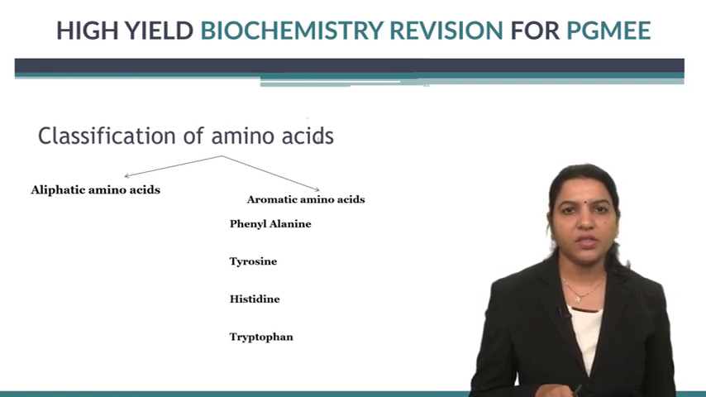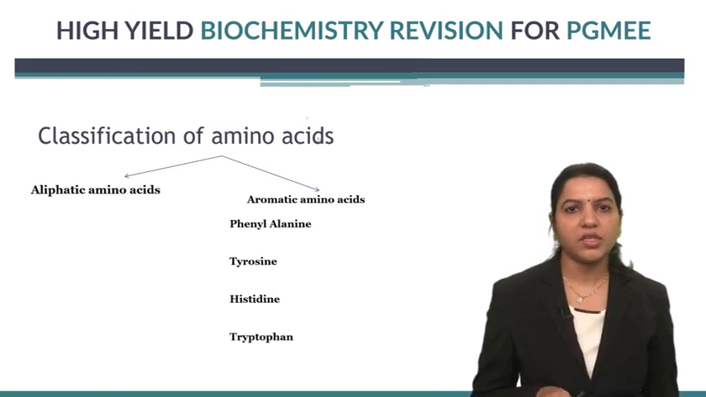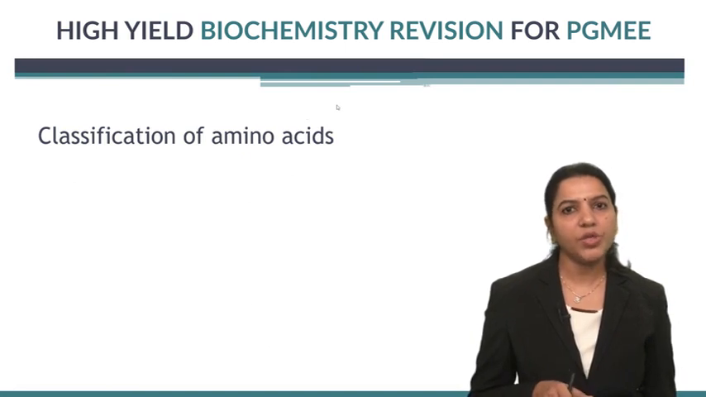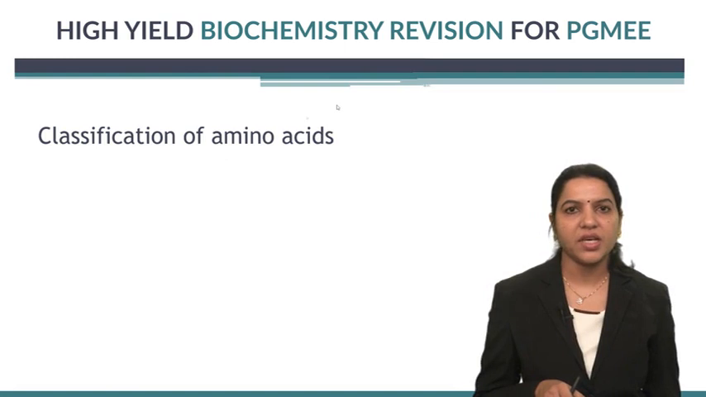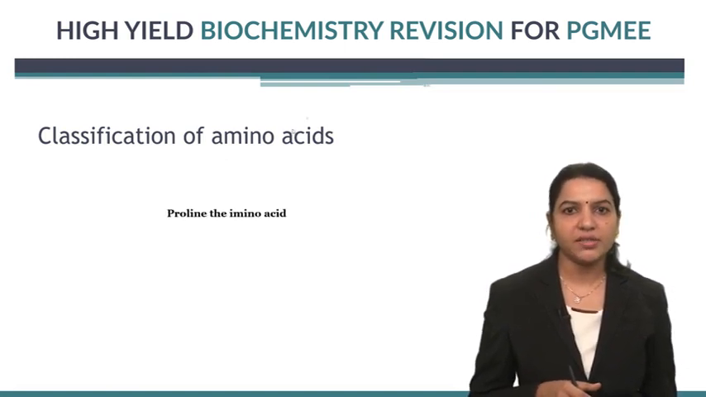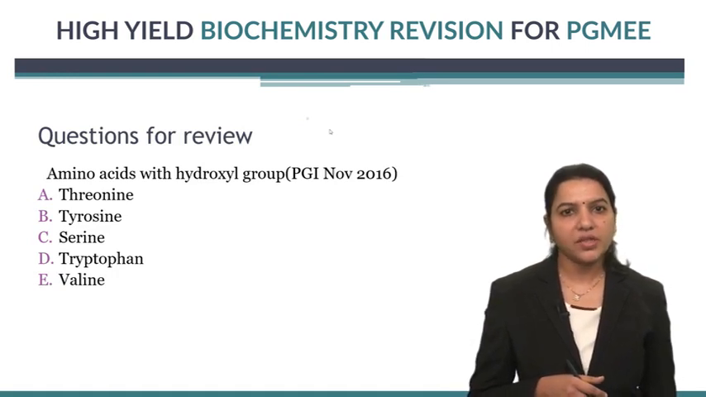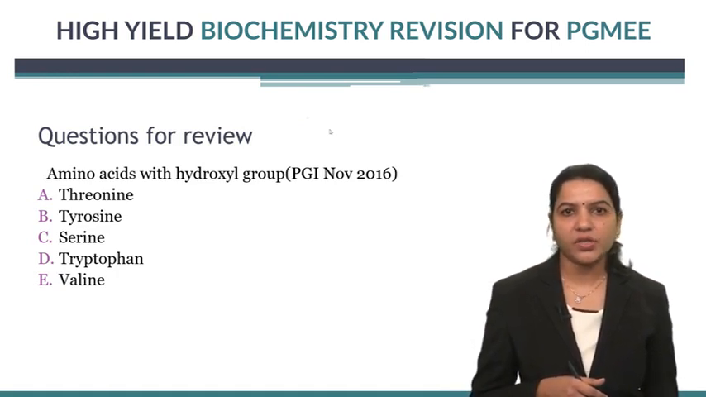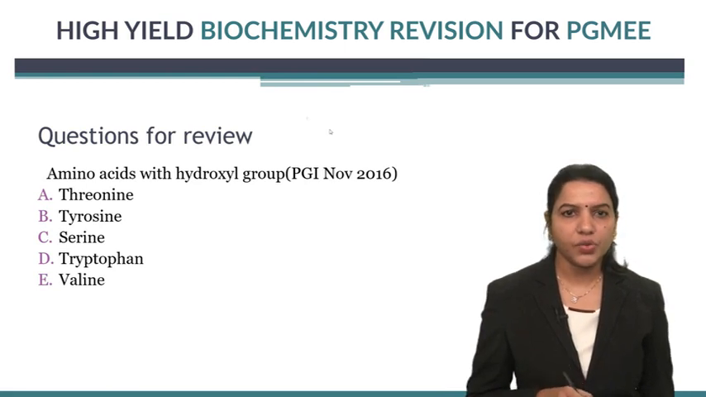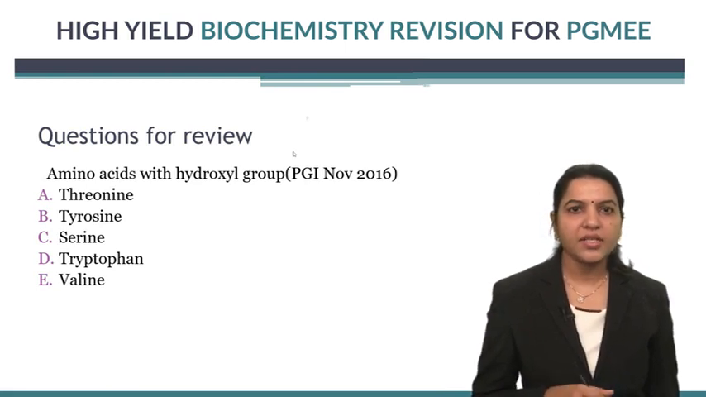and tryptophan. Along with it we have to learn one amino acid which we cannot classify under aliphatic or aromatic, and that is the proline. The proline contains the amino acid, and the ring structure present in proline is a pyrrolidine ring. So now we see that question again. Amino acid with the hydroxyl group, they are threonine, tyrosine and serine.